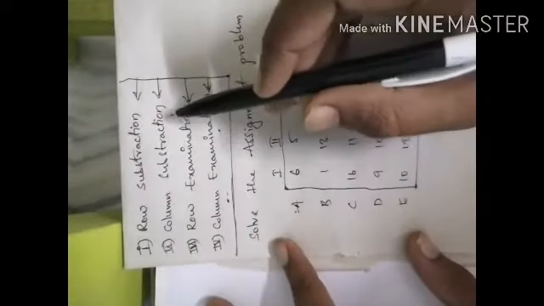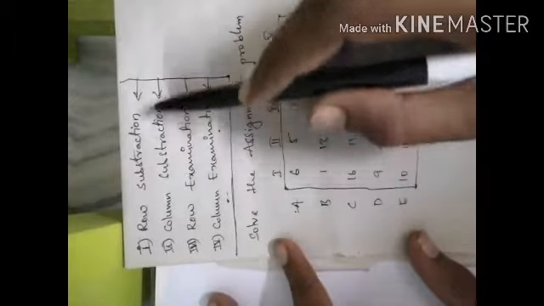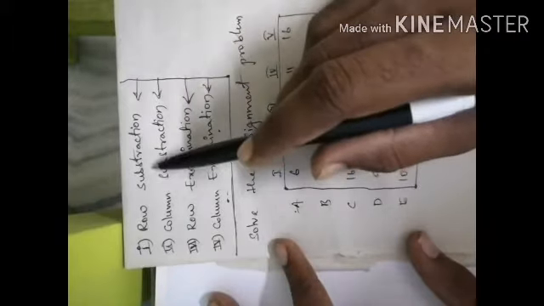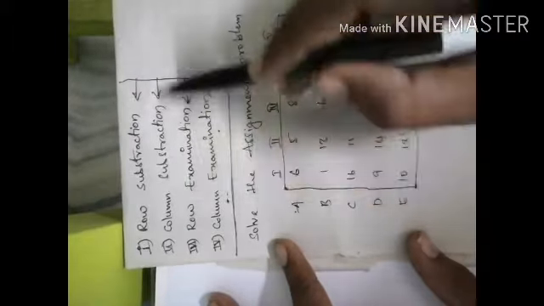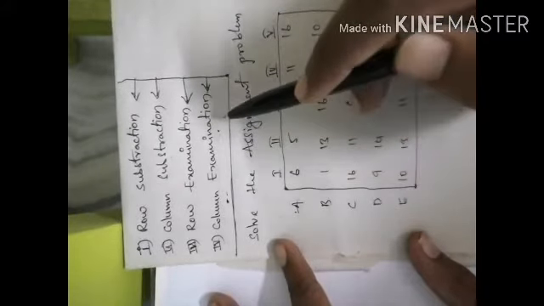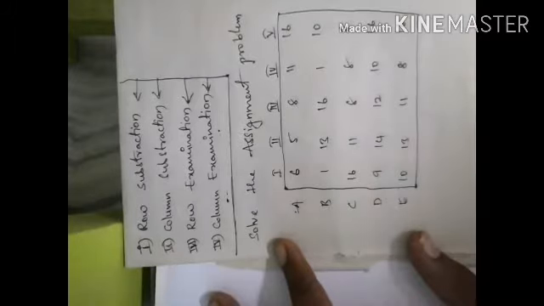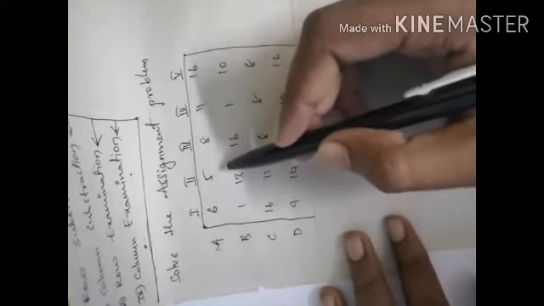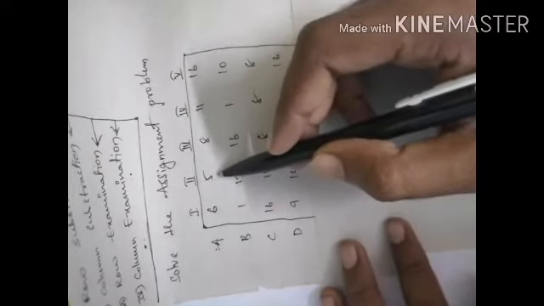As in the previous problem, I said the four steps are important. First is row subtraction, then column subtraction, then row examination and column examination. Now let us do the further operations. In the first row, find the minimum value. 5 is the minimum value, so subtract it from the first row.